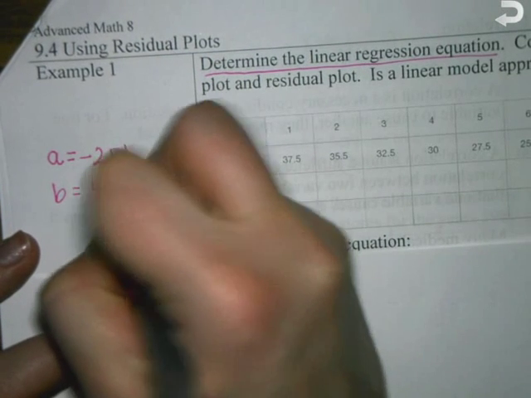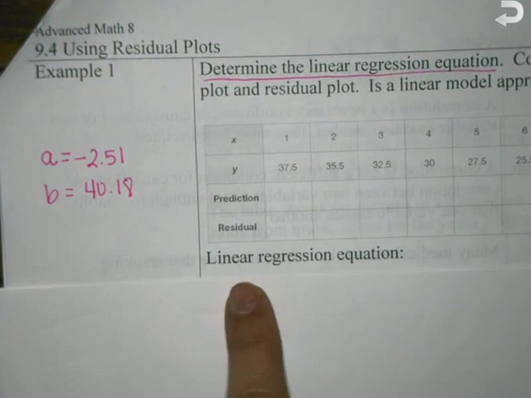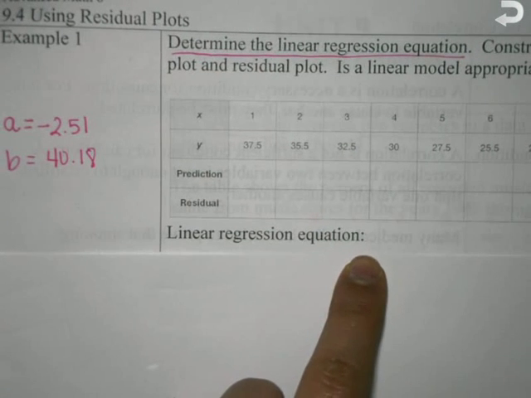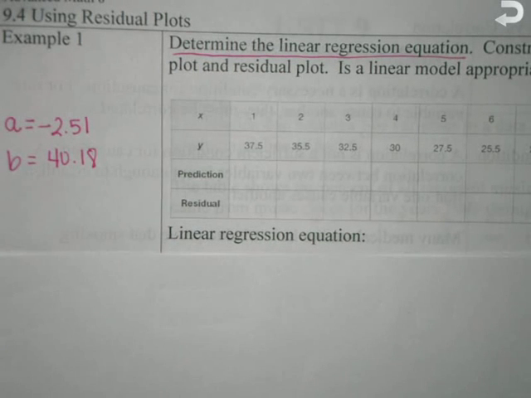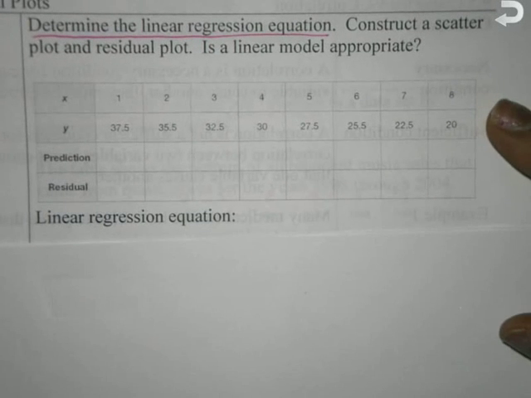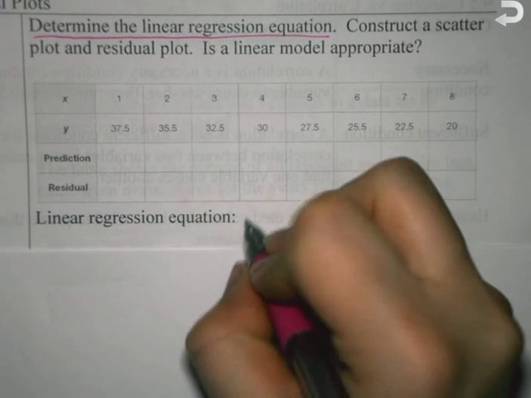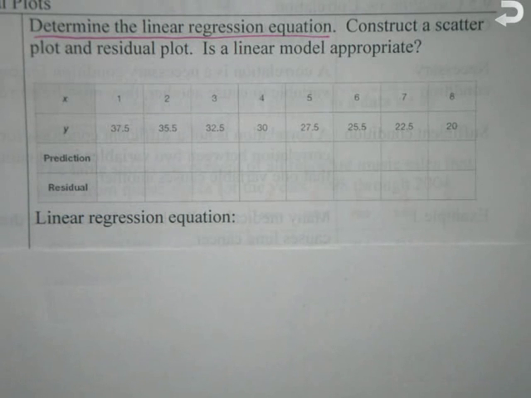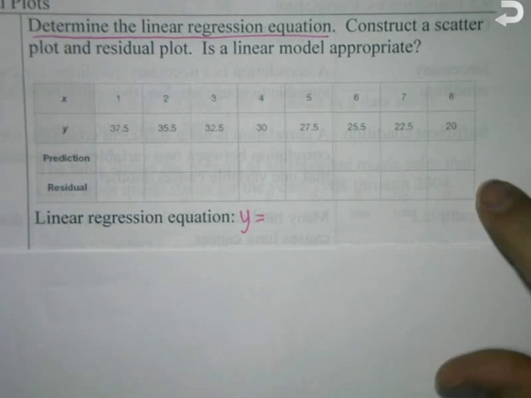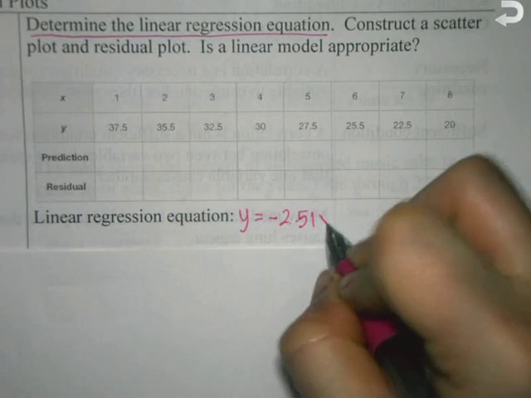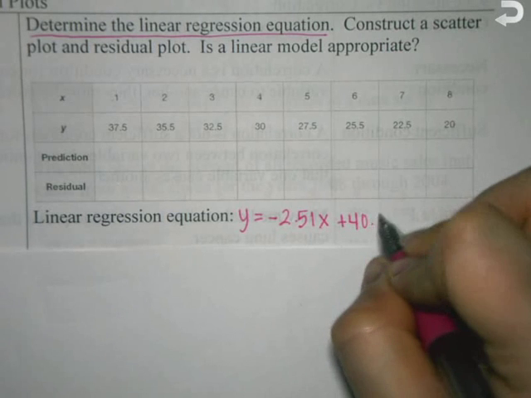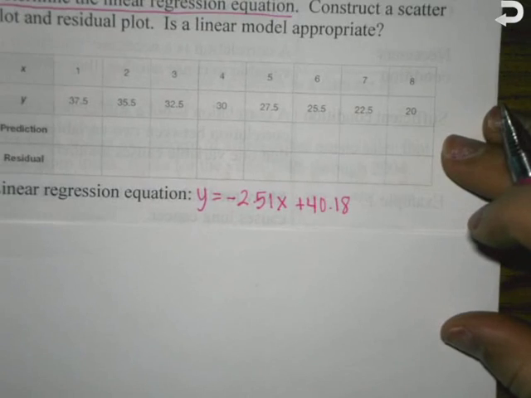So in your groups right now, where it says linear regression equation, I want you to use those values to give me the linear regression equation. Based on that A and B value, can somebody tell me what the linear regression equation would be? Jonathan. Negative 2.51. Wait, I'm stopping you already. You forgot something. Anthony. Y equals. Y equals. Okay, Jonathan, keep going. Y equals negative 2.51x plus 40.18. Perfect. Thumbs up if you got that as your linear regression equation.